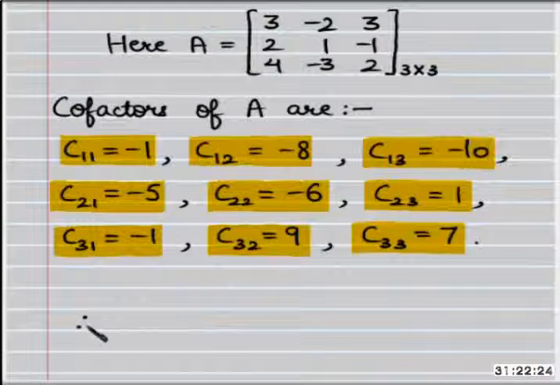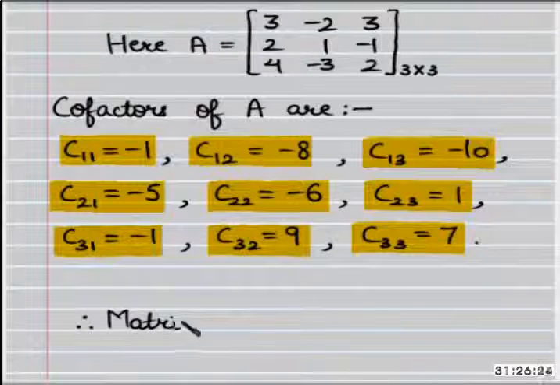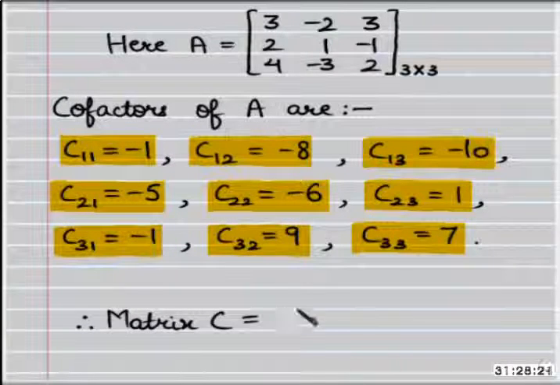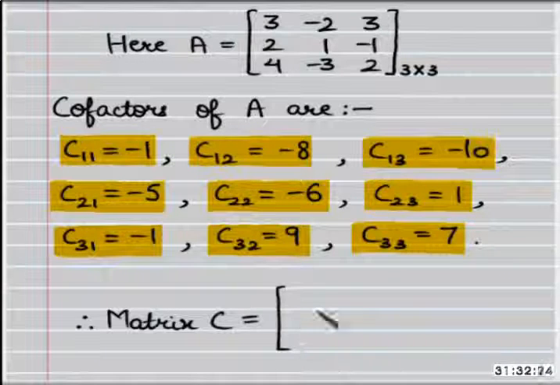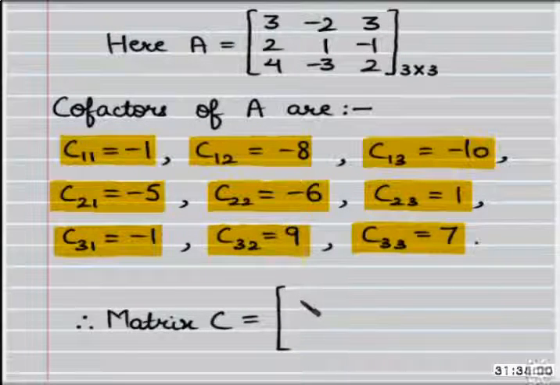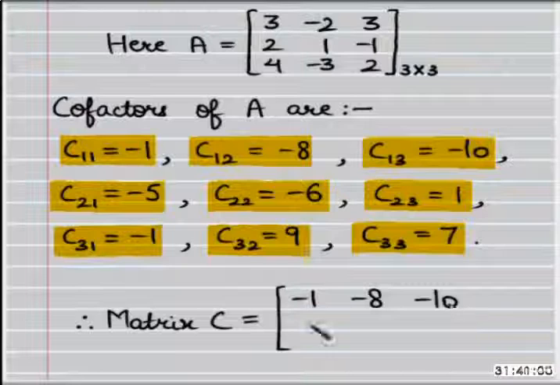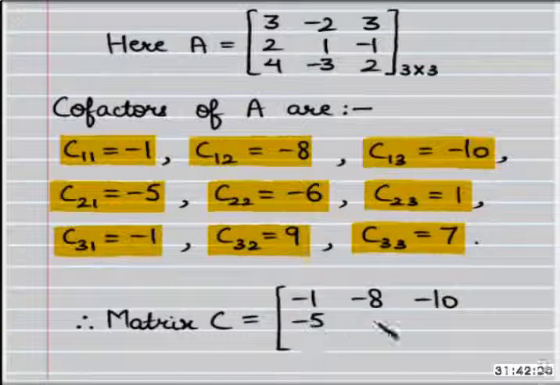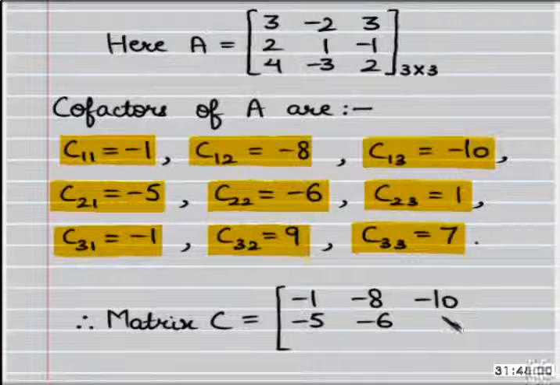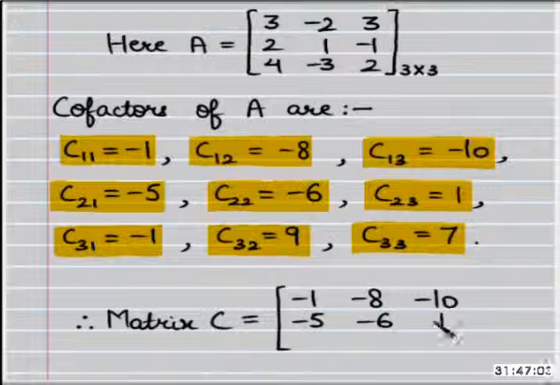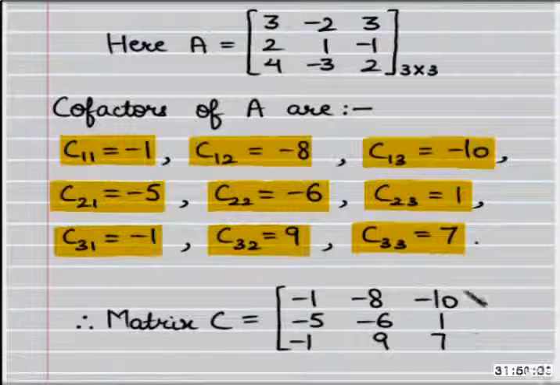Therefore, here matrix C, that is the 3 by 3 order square matrix of cofactors, will be a matrix whose first row elements are minus 1, minus 8, minus 10. Second row elements are minus 5, minus 6, 1, and third row elements are minus 1, 9 and 7.